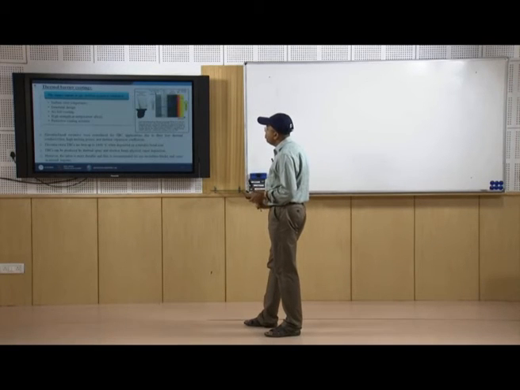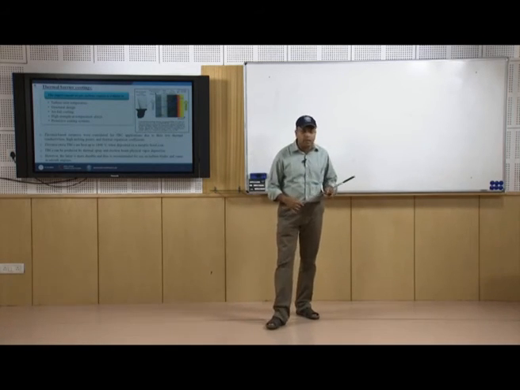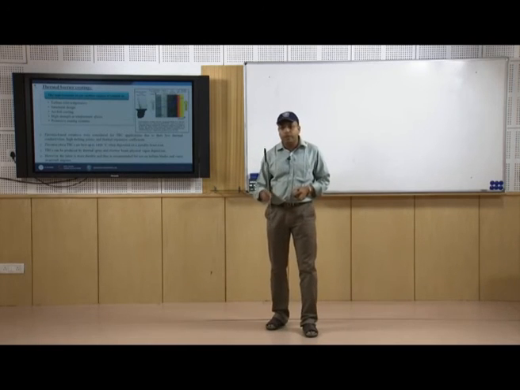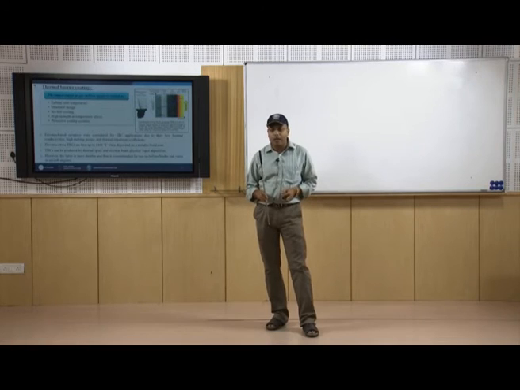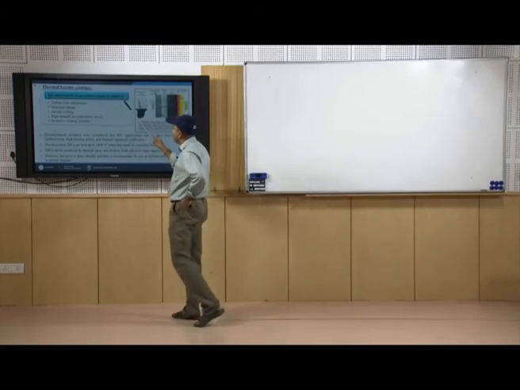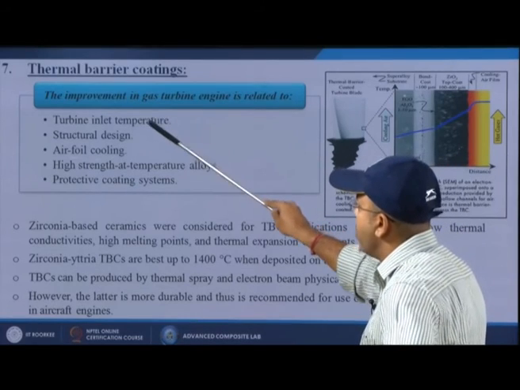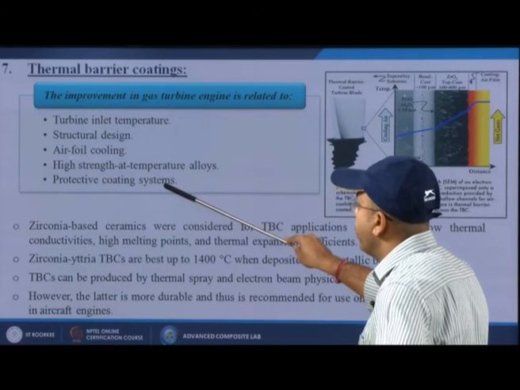Next we are going to discuss thermal barrier coatings. Generally we use these materials at higher temperatures, like in turbine blades, engine parts or missiles, where we use them in a high-heat temperature zone. The improvement in gas turbine engines is related to turbine inlet temperature, structural design, airfoil cooling, high-strength high-temperature alloys, and protective coating systems.